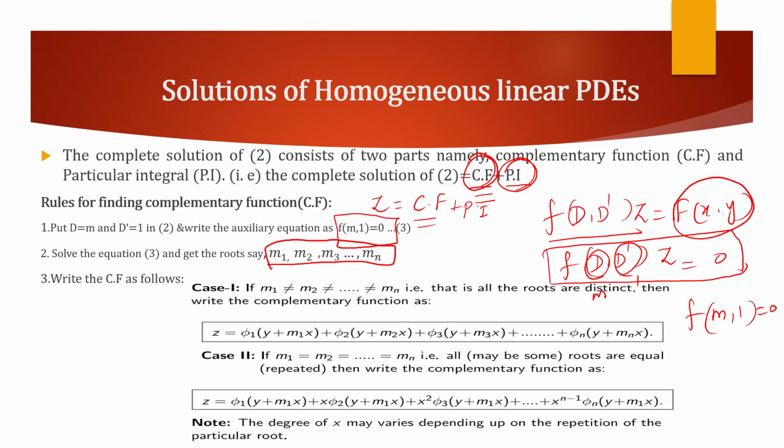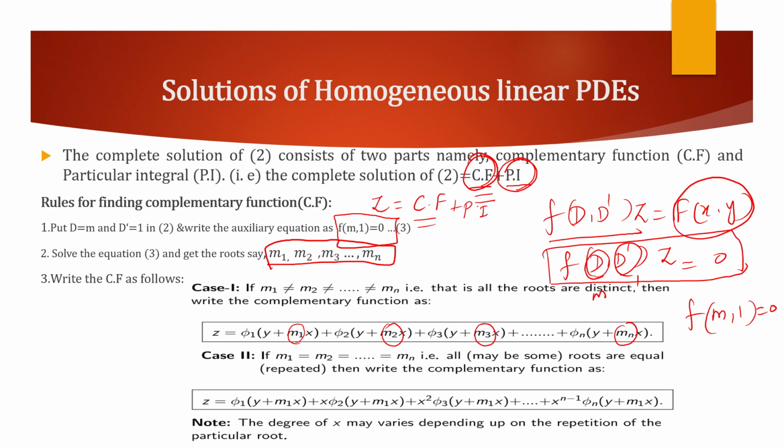Suppose all the n roots are distinct, then we write the complementary function as φ1(y + m1x) plus φ2(y + m2x) plus φ3(y + m3x) plus and so on plus φn(y + mnx). Suppose all the n roots are the same or repeated.